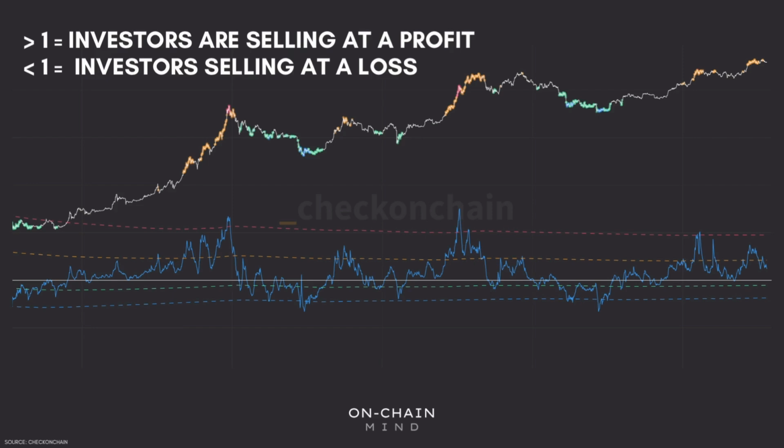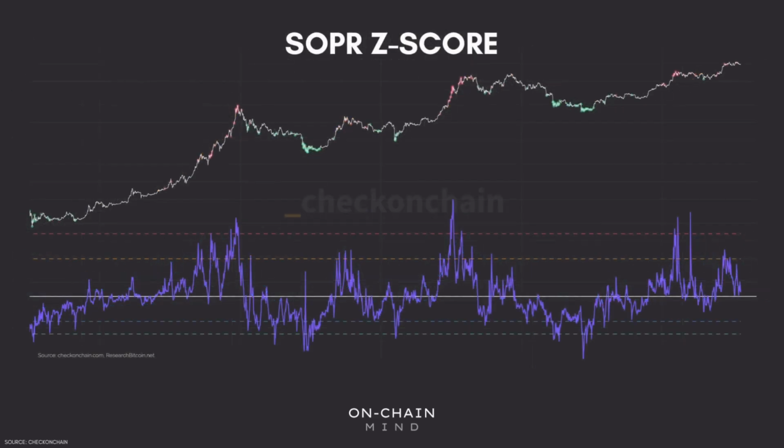This makes SOPR a highly responsive and fast-moving metric, which is why it's especially useful for active traders. To make it even clearer, we'll be using a Z-score for SOPR. This standardizes the data, helping us spot when SOPR is unusually high or low compared to its historical range. The Z-score measures how far a value is from the mean, making it easier to pinpoint major shifts in market sentiment. And an important note, the profit and loss barrier on the Z-score is at 0.